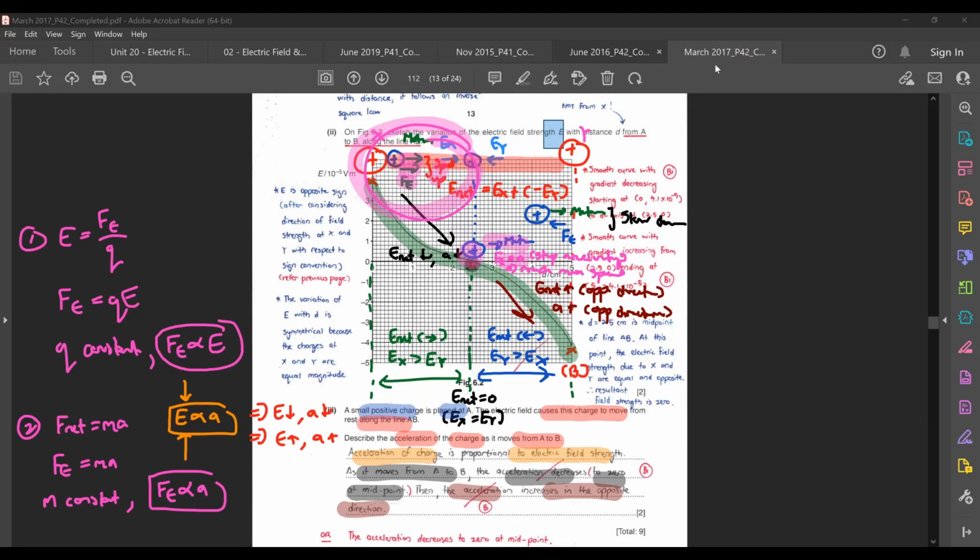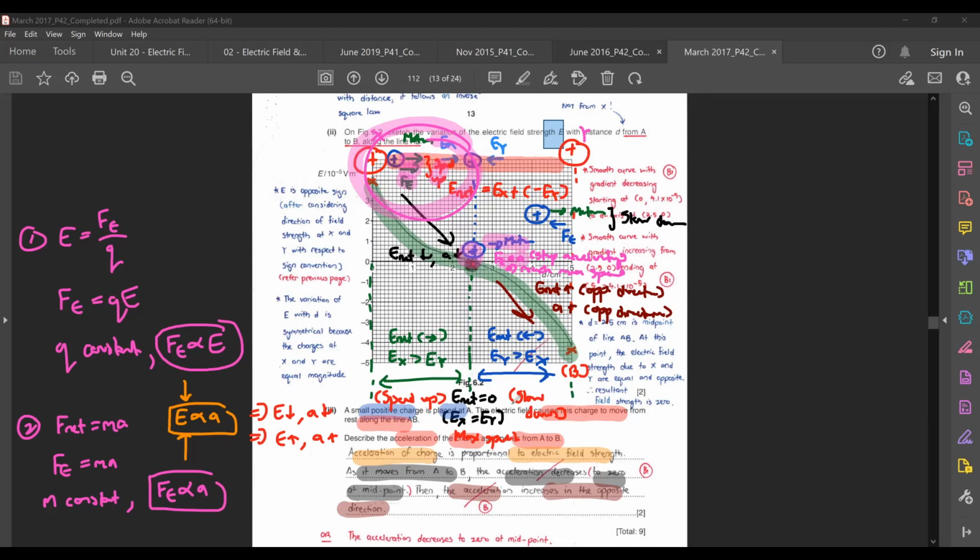For the first half of your motion, you actually speed up. Then after that, you reach a point where E net is 0, F net is 0. That is where you reach max speed. Then after that point, you start to slow down. Okay. So that's another way you can interpret your diagram here.